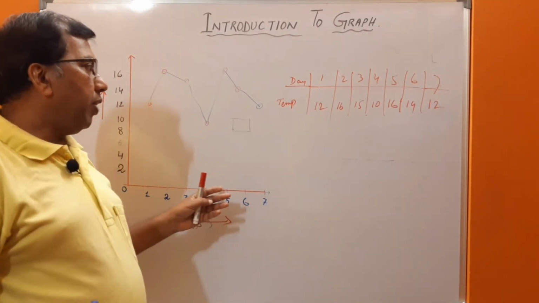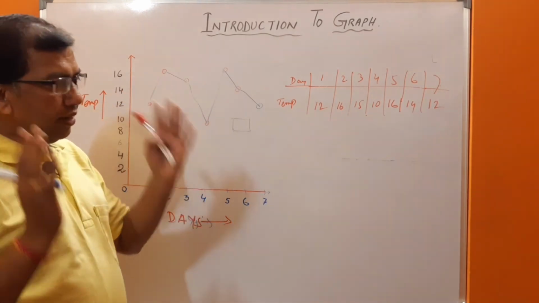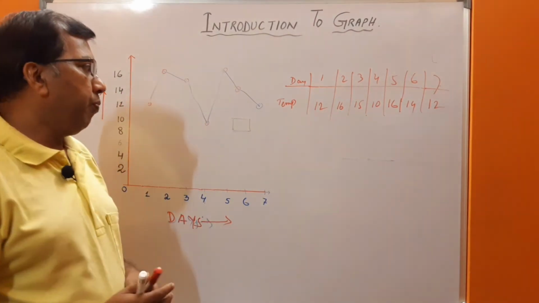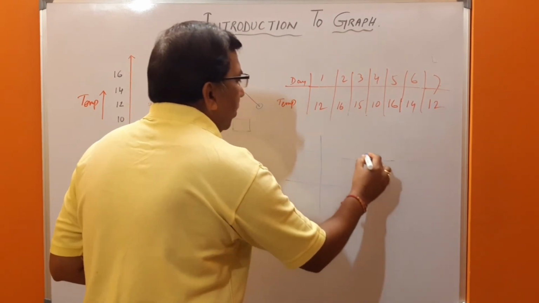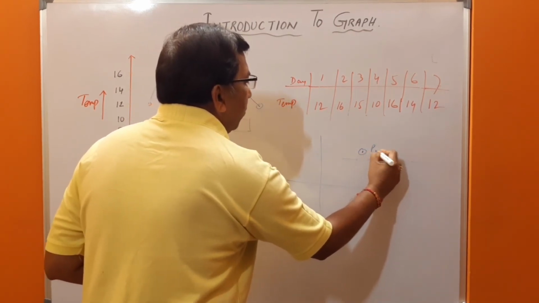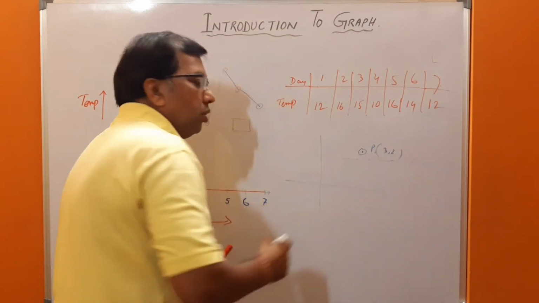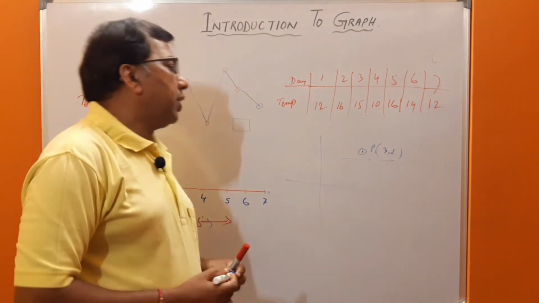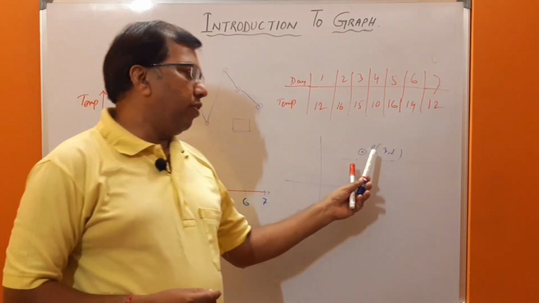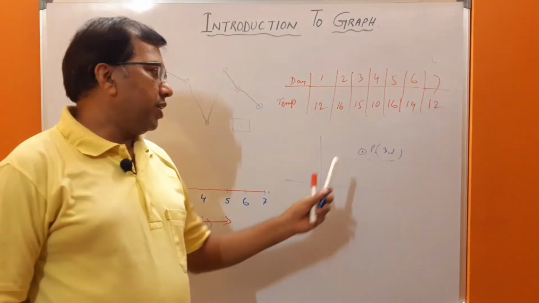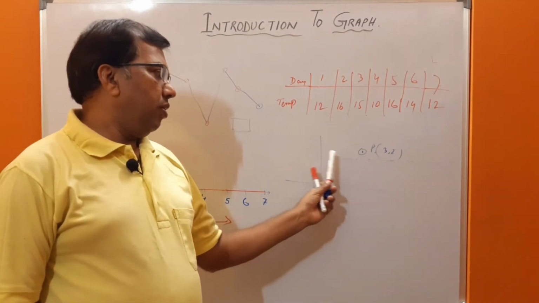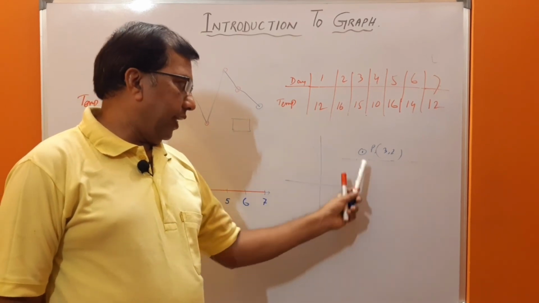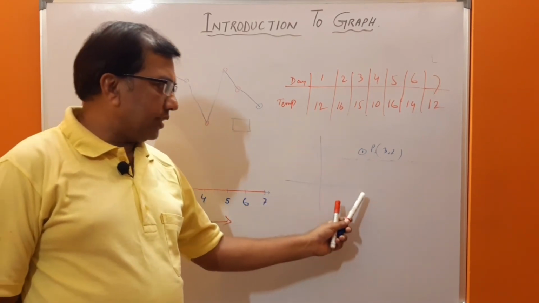There is no problem. But remember, a question may come: suppose point P is 3, 2. What is the distance of P from the y-axis? That is 3, the value of x. What is the distance of P from the y-axis? That is 3.